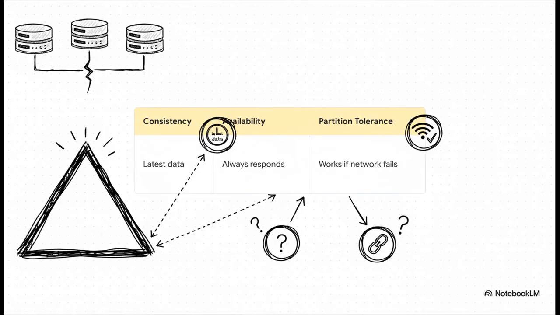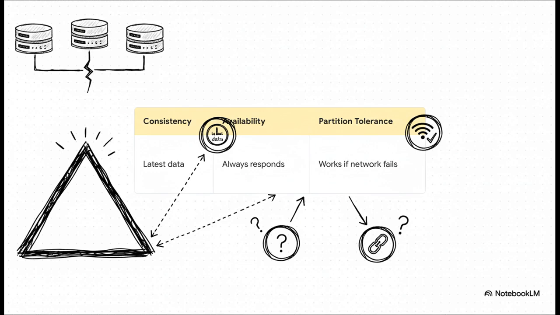But as soon as you have more than one server, you run headfirst into a fundamental law of distributed systems, the CAP theorem. It basically says that in a network of servers, you can only have 2 out of these 3 guarantees at any given time. Now, partition tolerance, the P, means your system works even if the network connection between servers breaks. In the real world, you can't give that up. So you're left with a tough choice.